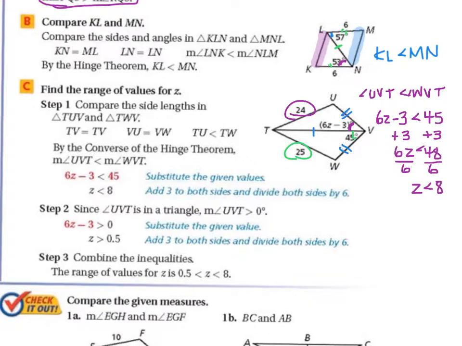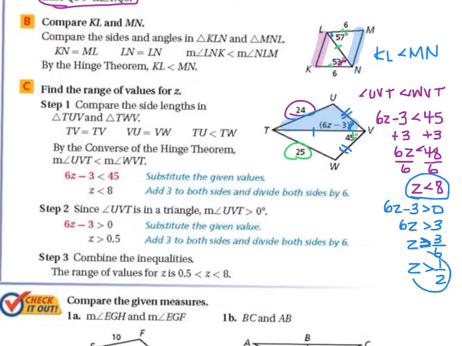But it wants a range here, so you have to figure out if it's less than 8, what does it have to be greater than? Well, this is an angle inside a triangle, and we know that no angle can have a degree measurement that's less than 0. So not only does it have to be less than 45, but it also has to be greater than 0. So 6Z minus 3 has to be greater than 0, which means 6Z has to be greater than 3, and Z has to be greater than 3 over 6, which is 1/2. So it has to be less than 8, but greater than 1/2.